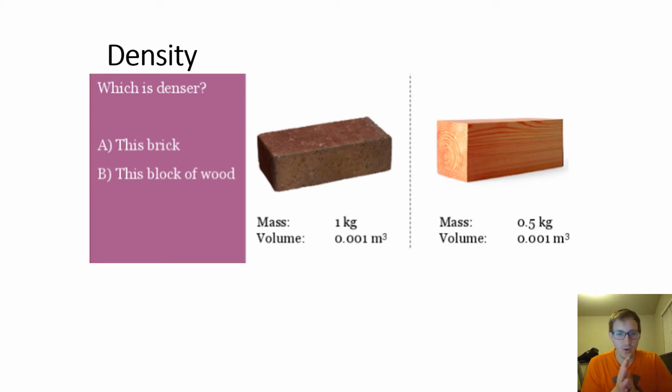Okay, so I have a question for you. Which is denser? A brick with a mass of 1 kilogram and a volume of 0.001 meters cubed, or a wood block with a mass of 0.5 kilograms and the same volume. Okay, so think about that. Again, think about how you calculate density, where you take the mass divided by the volume, and see if you can figure out which one would be more dense.